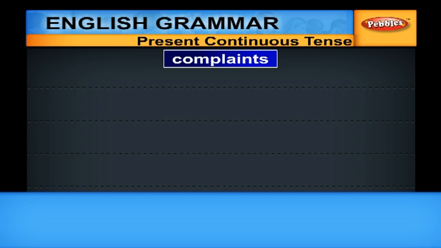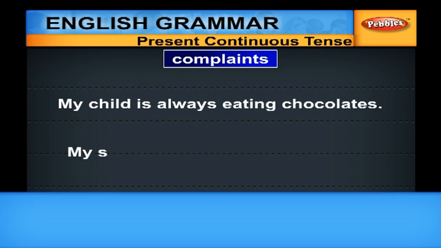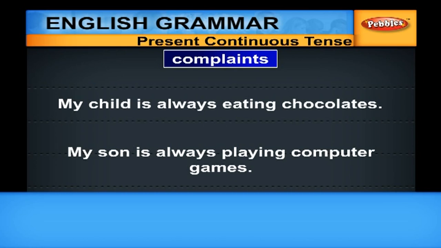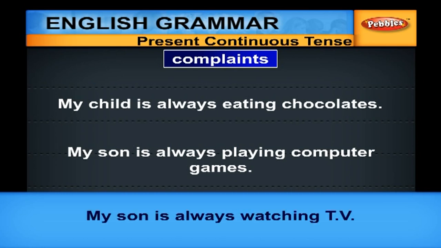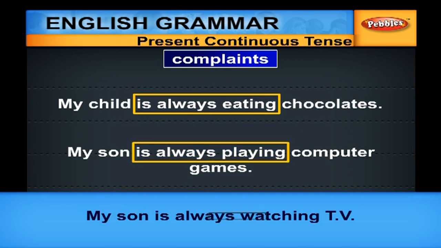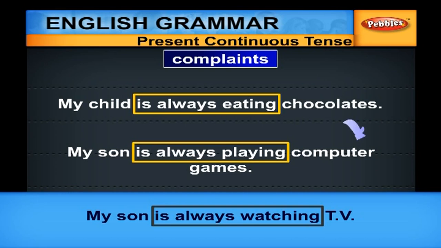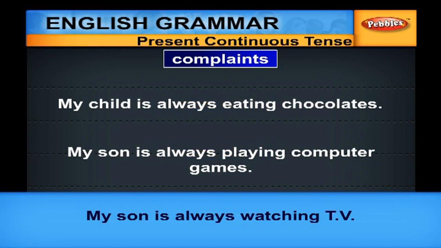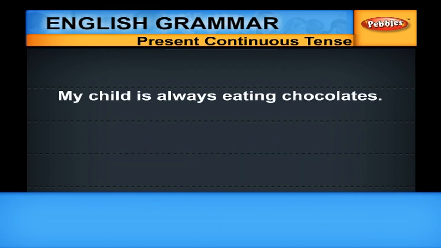But also, we hear complaints like, my child is always eating chocolates. My son is always playing computer games. My son is always watching TV. The sentences are in present continuous tense, but they refer to a habitual action. When we refer to a habitual action repeated very often and we are not happy about it, we can use continuous aspect or present continuous tense. But you can refer to these actions in simple present also. It is acceptable in both the forms.